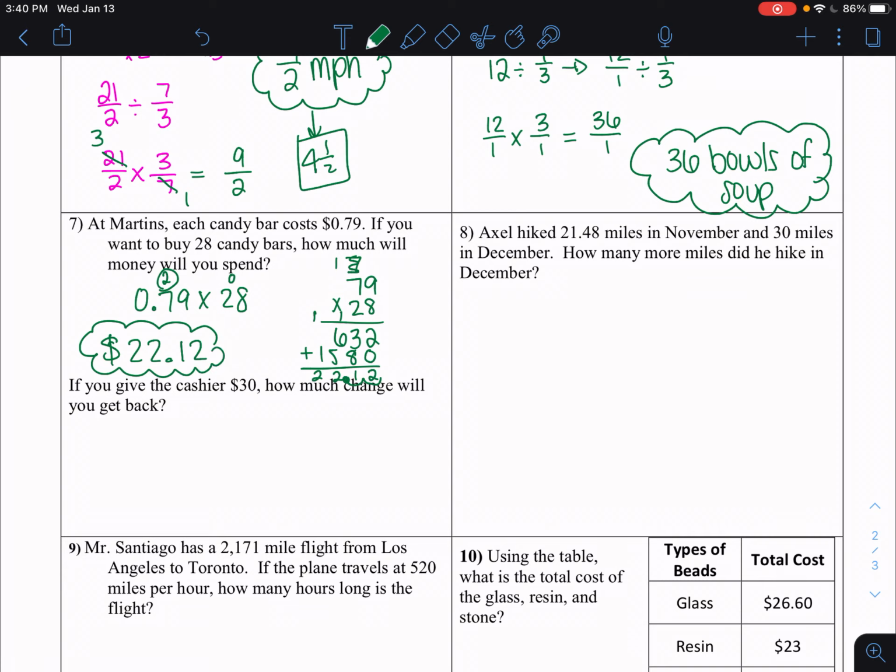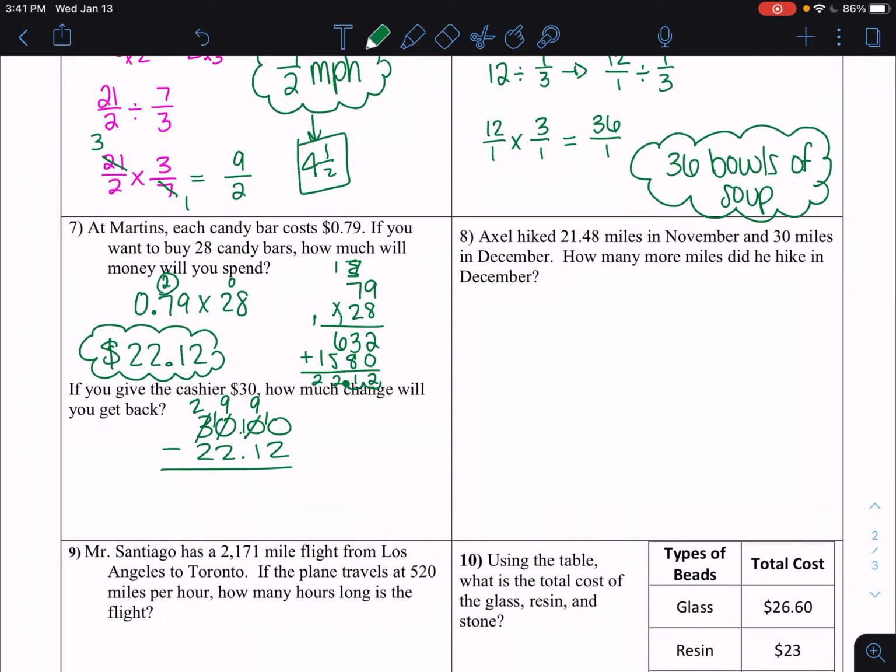The second question says, if you give the cashier $30, how much change will you get back? Well, if I want to know how much I'm going to get back, I have to subtract from how much I'm using. So it's going to be $30 minus $22.12. I have to include the 0 so that I can subtract. So I'm going to borrow from the 3 to make this a 10. I'm going to borrow from the 10 to make this a 9, make this a 10. I'm going to borrow from this, make it a 9 to make the last 0 a 10.